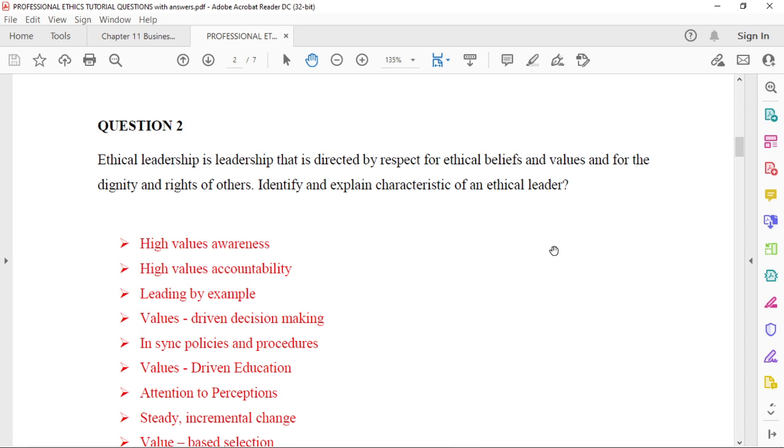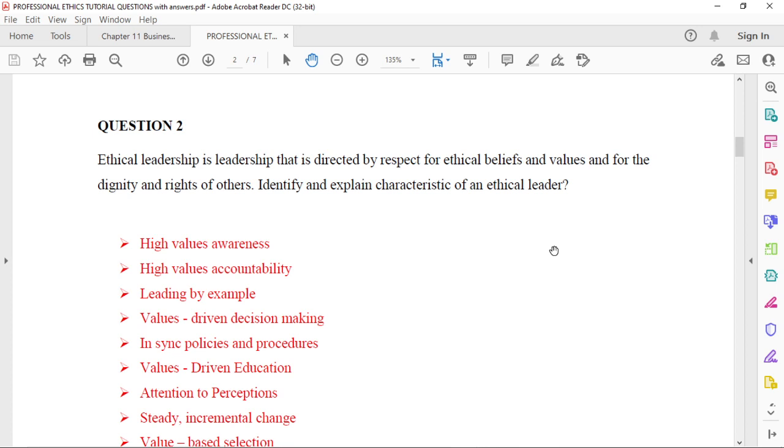Leading by example. We're talking of as a leader, you must make sure that you are a leader that directs instead of commands. So you actually lead by example. Values driven decision making. You're saying that make sure that the decision making done is value driven, depending on your organization culture, organization values and all that.